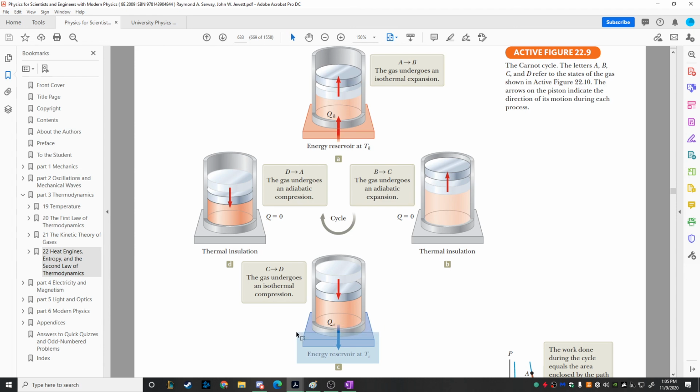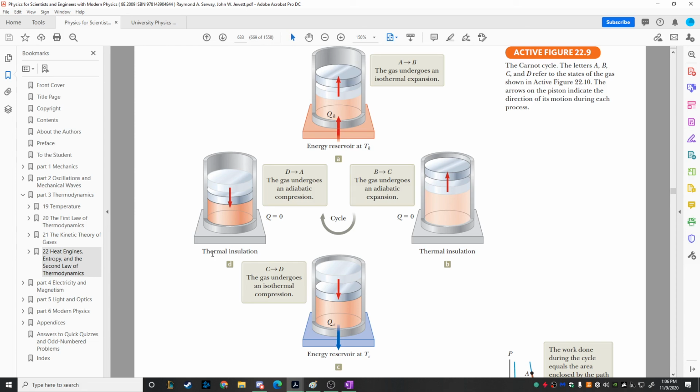I mean, the idea here is that it's isothermal, though, right? So whatever the temperature is in this picture, it's also the same as the temperature in this picture, right? And then you thermally insulate it, and then you go back again. So that's the idea. So that's the Carnot cycle.